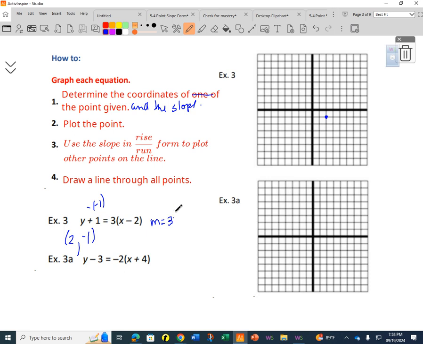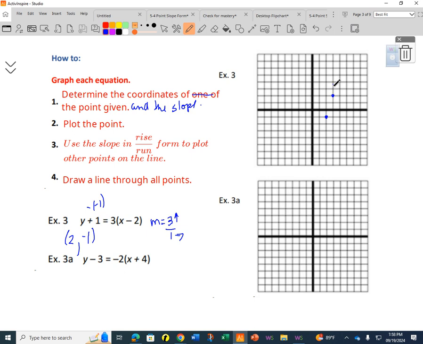So now we have the slope. We plotted our point. Now we're going to turn our slope into rise over run form. If it's a fraction, it's already in rise over run form. If it's not a fraction, make it a fraction. This means we're going to go up 3 and to the right 1, and we're going to start at the point we already plotted. 1, 2, 3, to the right 1.